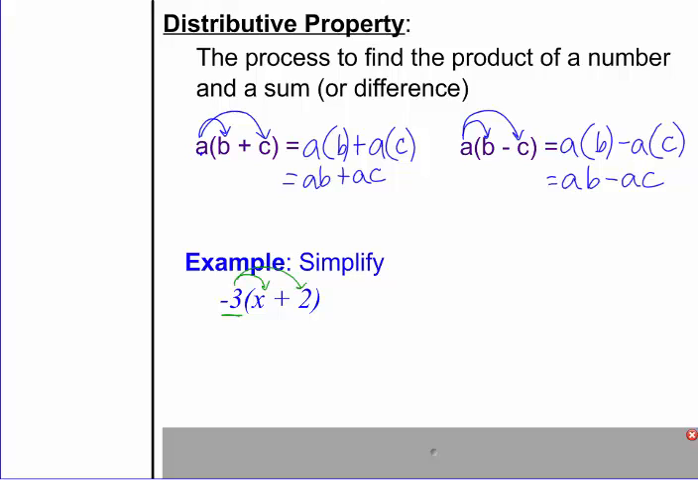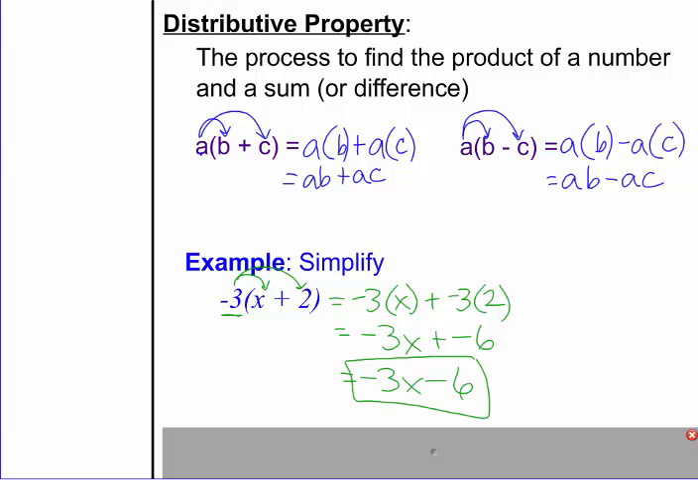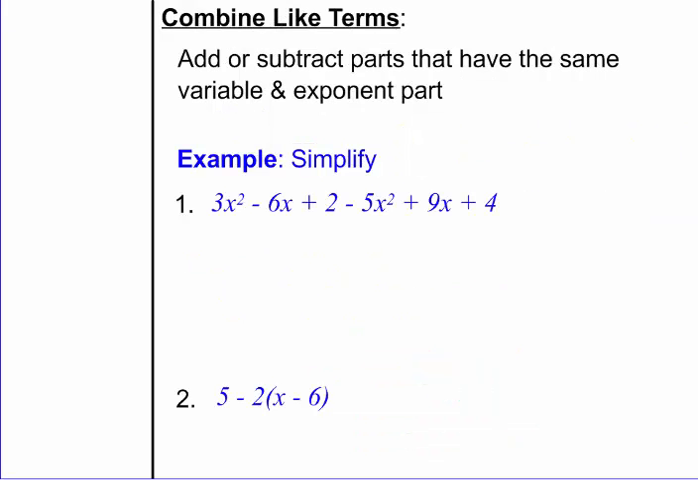So it's negative 3 times x plus negative 3 times 2. So negative 3x plus negative 6. You could also write that negative 3x minus 6. Now typically you could go straight from this expression to that answer, but I'm just showing you those middle steps and being careful with that negative along the way. And then add or subtract parts that have the same variable and exponent parts.